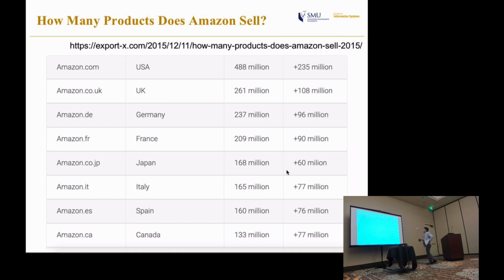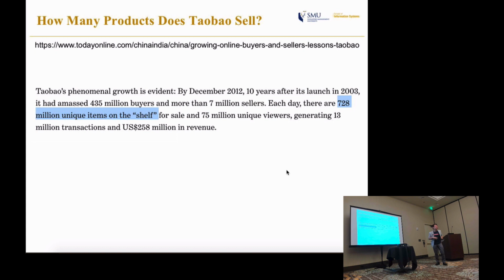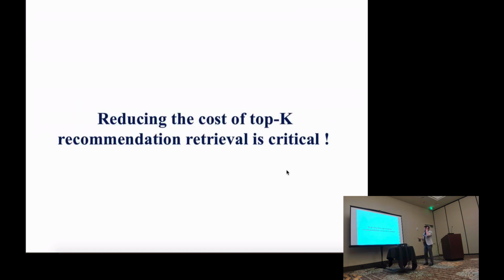If you look at the number of products that any one website has to go through, they are not just one or two million. Most of the time they are in the hundreds of millions. I'm not sure whether it's visible from the back, but this is an estimation from 2015: how many products does Amazon have? About 500 million. That is Amazon US. For Taobao, most of the time they try not to reveal this information because I suspect it's commercially sensitive, but this is another estimation: even in 2012, for Taobao, a Chinese website, there were already 700 million items on the shelf. Meaning that if you have to go through 700 million items in real time, this is going to be pretty slow. So reducing the cost is important, and that's what we will try to do.